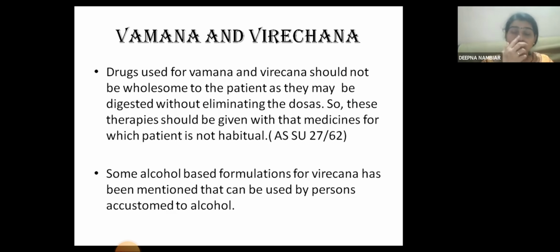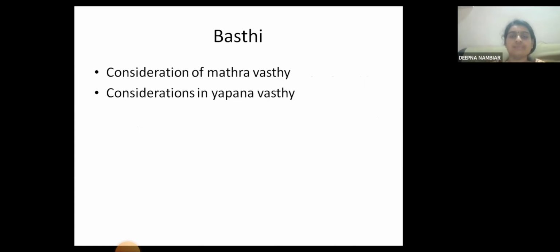For example, in Krura Koshta, if we give a Mridu Virejana to a person who has been taking it for a long time, it will not produce any Virejana. It is like food only. So giving a medicine for a long duration can also produce the Satmya effect in a person. Some alcohol-based formulations for Virejana have been mentioned that can be used in persons accustomed to alcohol. In the selection of medicine, especially in the case of Madhyatya, we can see these types of yogas.